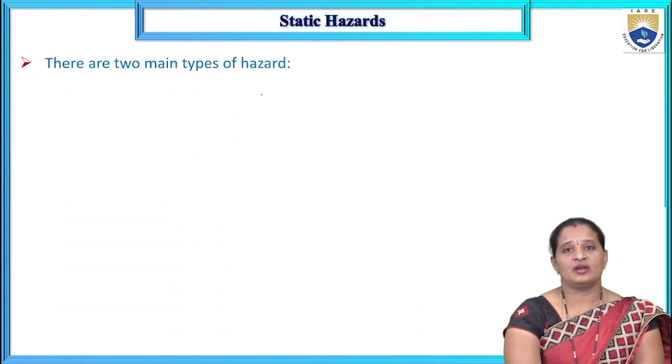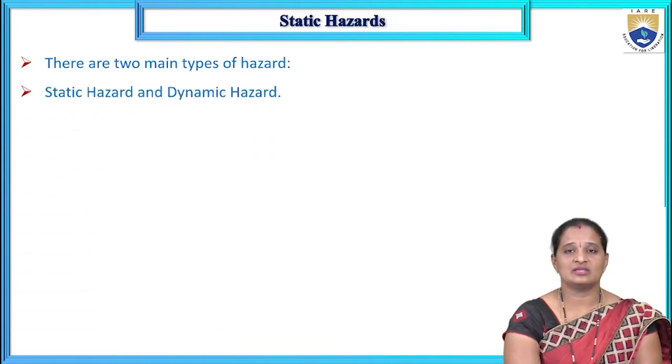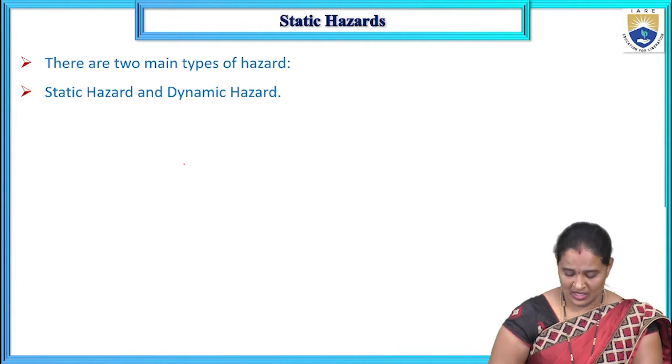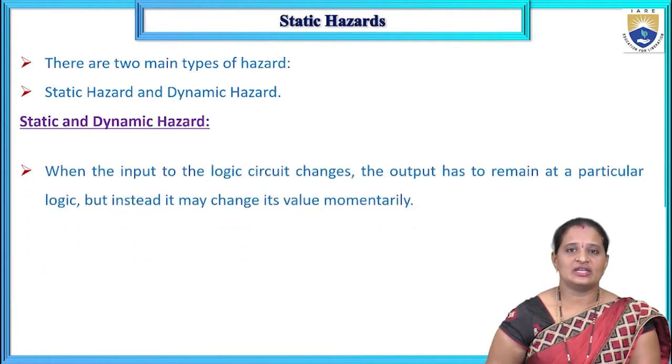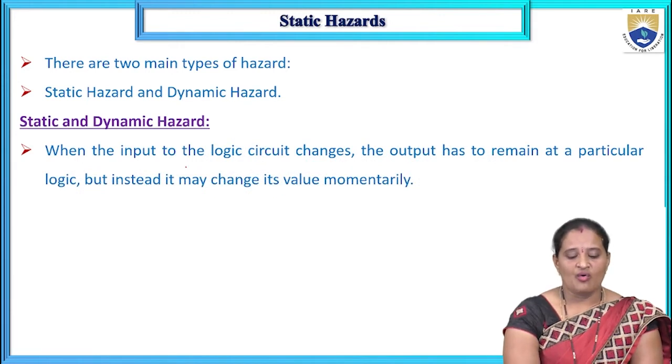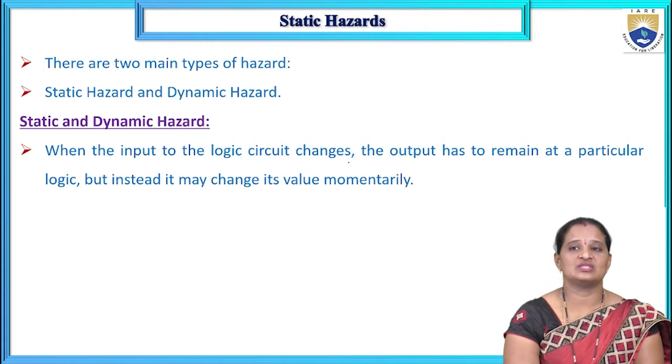There are majorly two types of hazards: static and dynamic hazard. What do we mean by static hazard and dynamic hazard? Let us see the static hazard first. When the input to the logic circuit changes, the output has to remain at a particular logic value, but instead it may change its value momentarily.